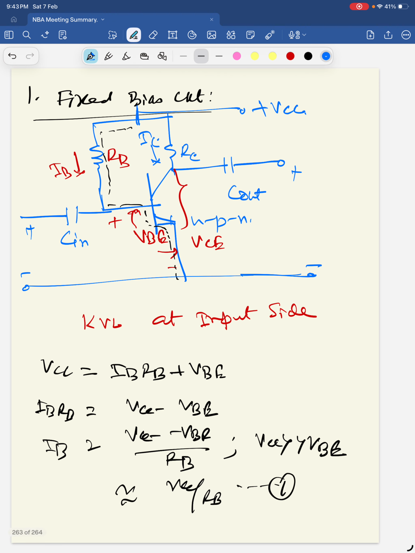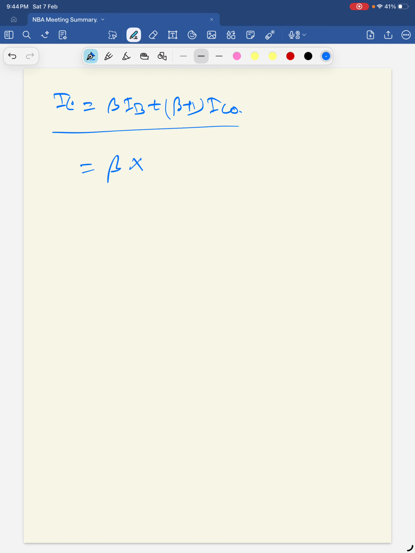Now we know that IC is equal to, already I wrote, beta IB plus (beta plus 1) into ICO. This is a very famous expression. Now we got the IB, which is VCC by RB. So IC is equal to beta into VCC by RB plus (beta plus 1) into ICO. This is IC. This is a very important expression.